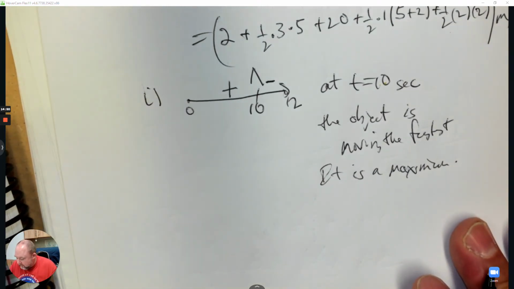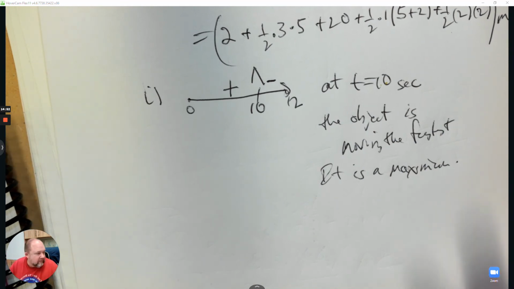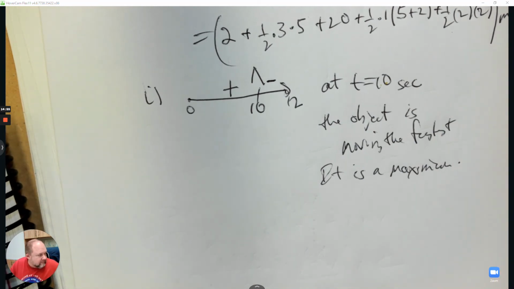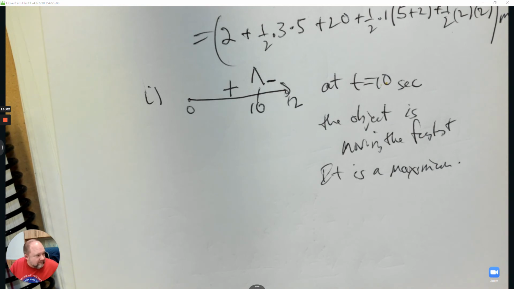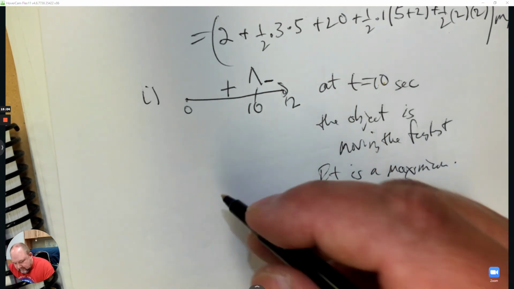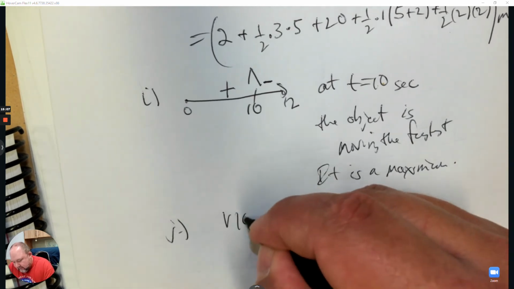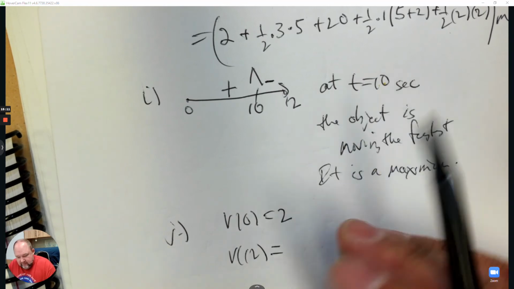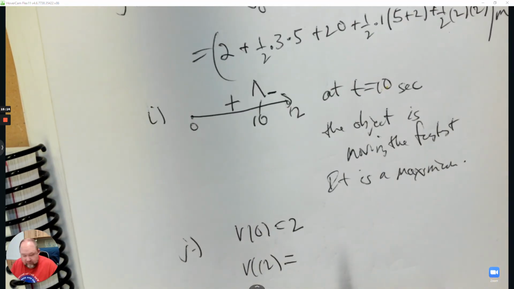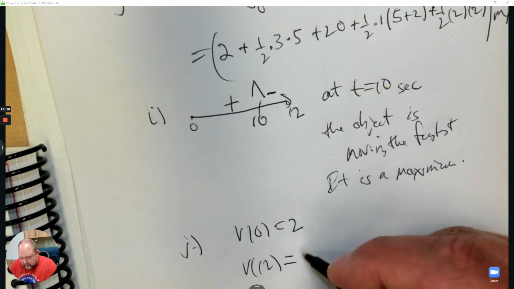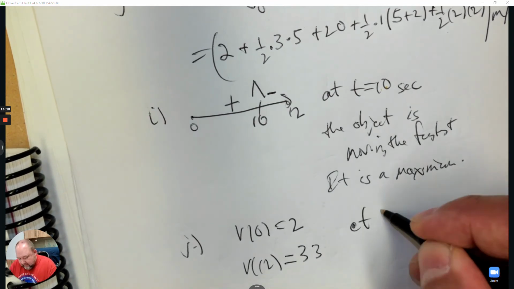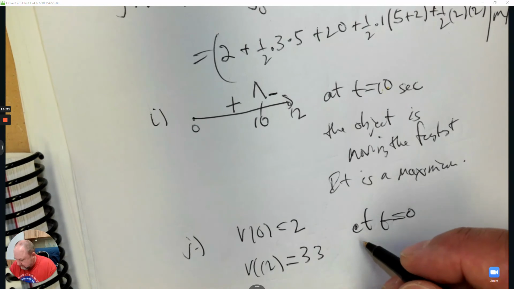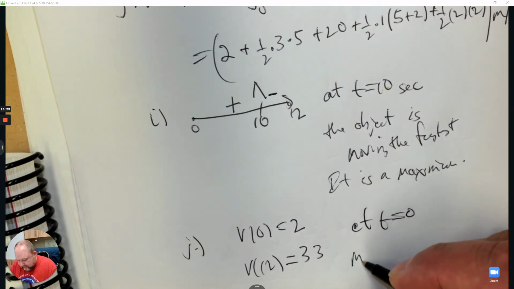J. At what time was it moving the slowest? And justify your answer. So that would have to do with the ends. So the velocity at 0 is 2. The velocity at 12, if I added up the answer to part H, I'll do that for you, it's 33. So at t equals 0, it's moving the slowest.